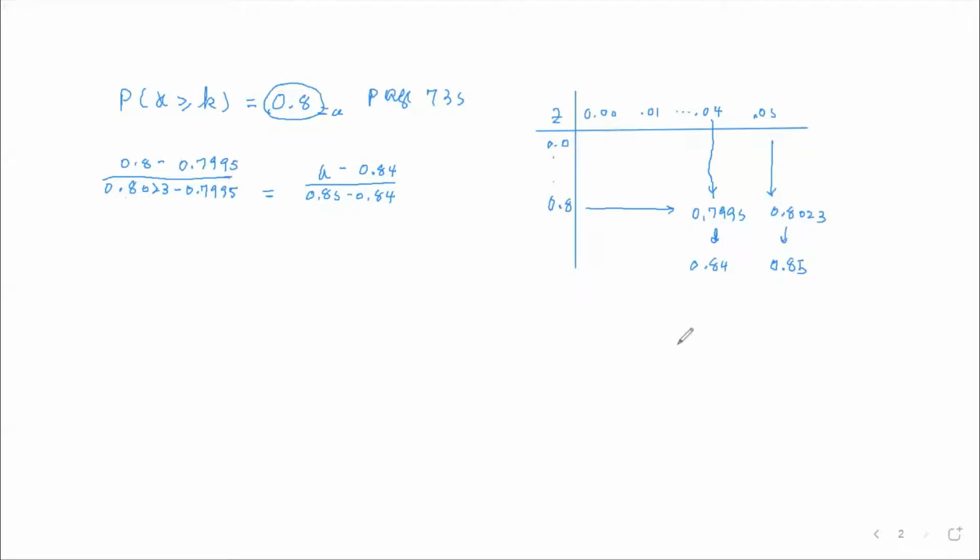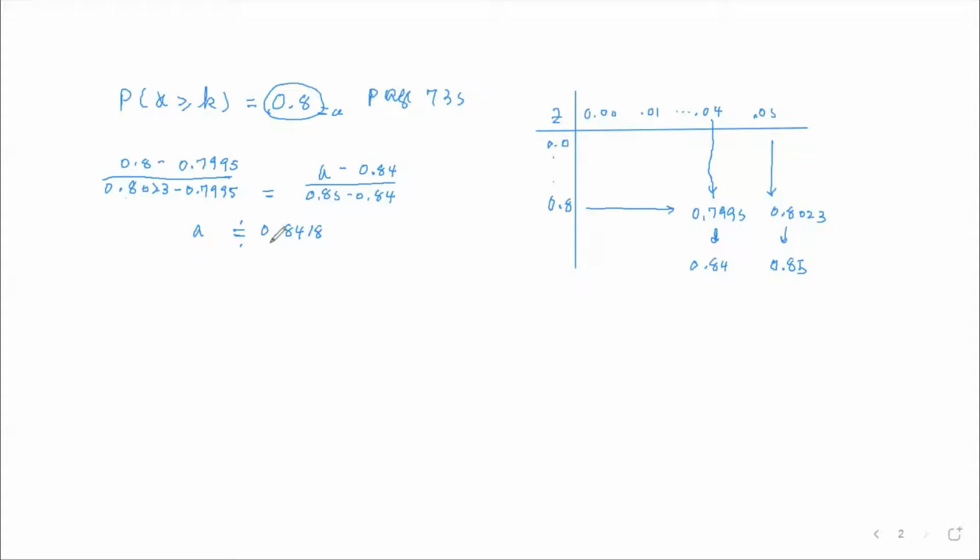Okay, if you don't know how to write this, you draw the number line like I did from the last example, same thing, okay? You just simplify and do the cross multiplication to get the value of A. So you simplify it, use a calculator. So we get A approximately 0.8418. Okay, that's the value of A.